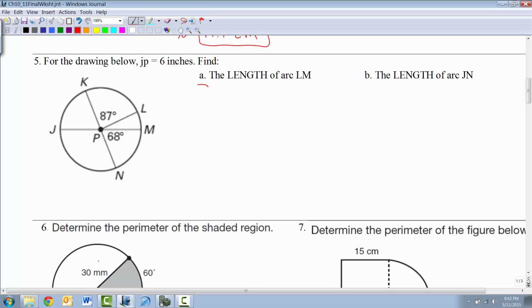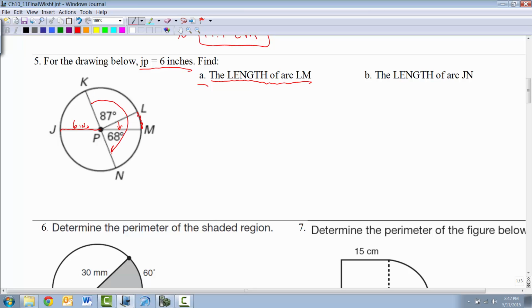So for the drawing below, which looks very similar to a drawing we already did, see, I gave you different information though. JP is 6 inches. So that is a radius. But then here's the other thing. The question is different. Find the length of arc LM. Well, again, arc length is measure of central angle divided by 360 times circumference. Okay, where is LM? Oh, it's right here. So we got to do some math because I don't have this arc measure, and well, good thing it's a math class, right? And then we don't have this angle measure right here. So how do I find this angle measure?